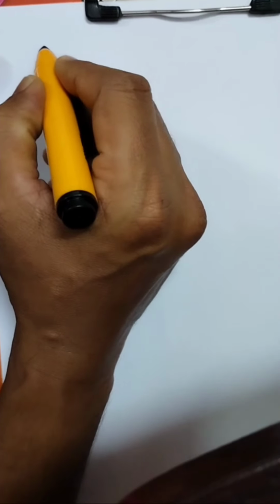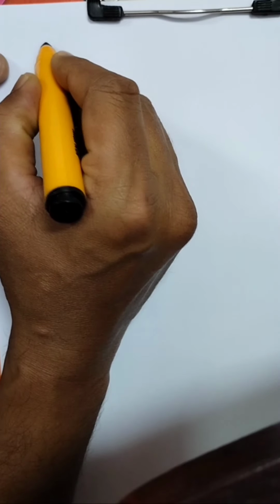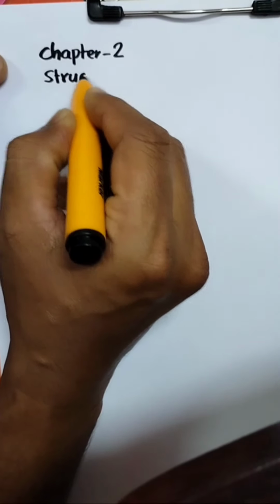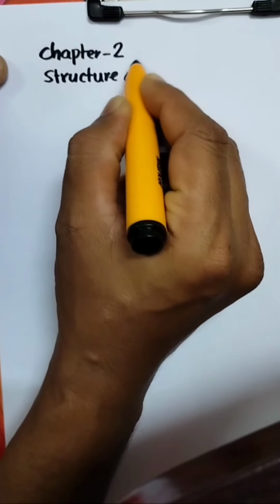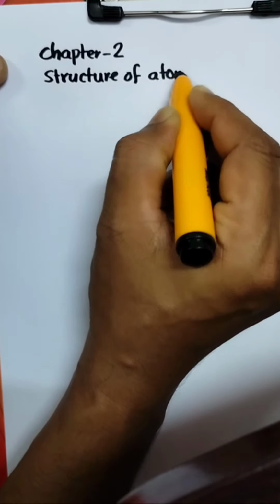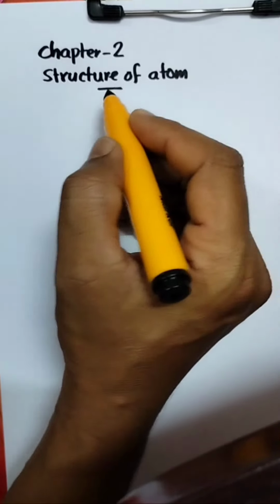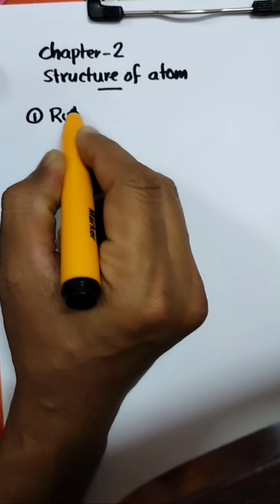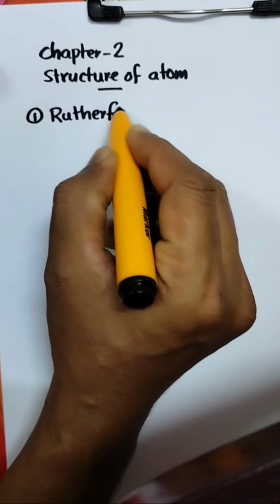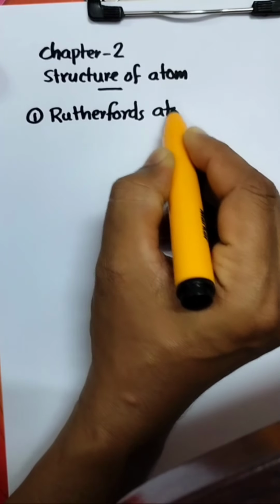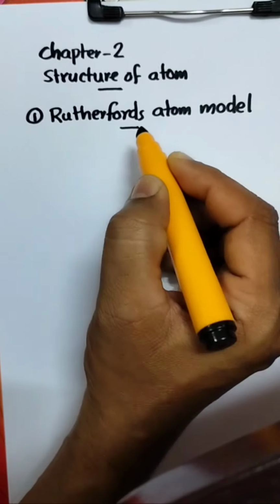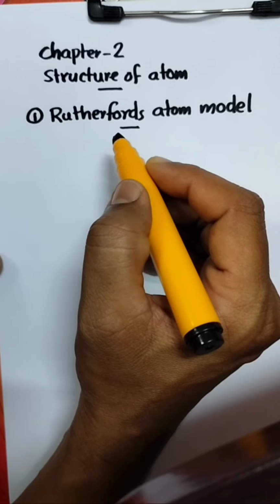Focus area of second chapter, Chapter 2: Structure of atom. First question, Rutherford's atom model, or it is otherwise called Rutherford's planetary model.